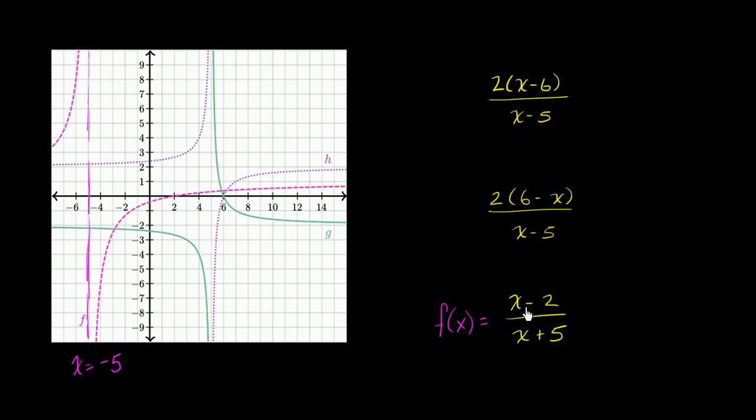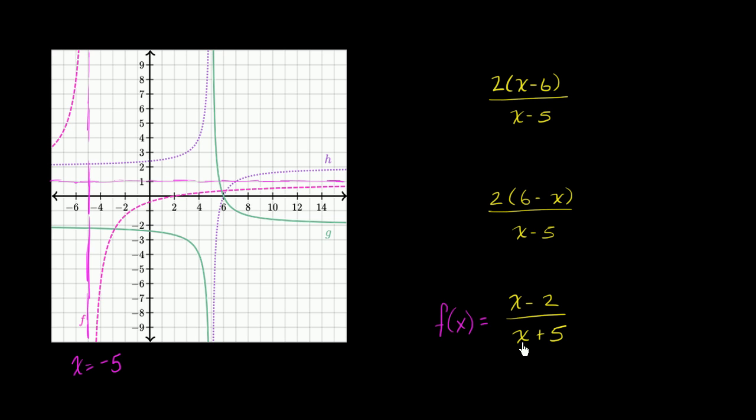But let's confirm that it's consistent with the other things that we're seeing over here. So let's look at f's horizontal asymptote. If I look at the graph, it looks like there's a horizontal asymptote, especially as x gets to larger and larger values. It looks like f of x is approaching 1.